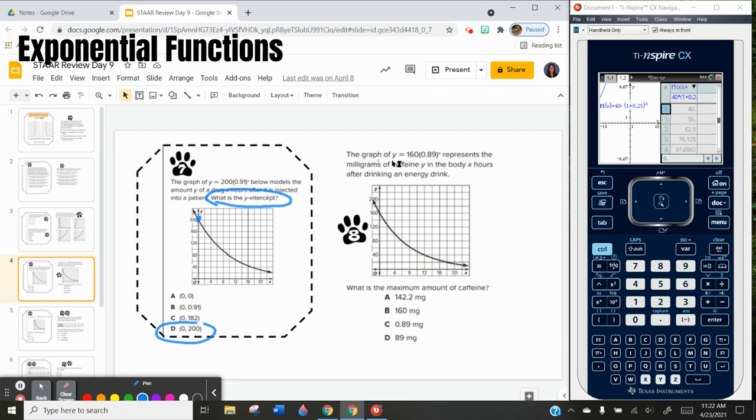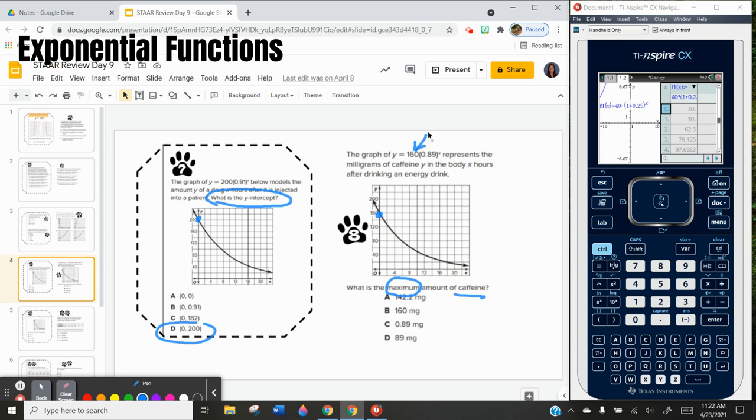Problem number 8. The graph of y equals 160 times 0.89 raised to the x power represents the milligrams of caffeine y in the body after x hours of drinking an energy drink. So this person has about 160 milligrams in their body, and then you'll notice, because that's 0, the start amount, it goes down. The amount of caffeine in their body is going down after 4 hours, 8 hours, 12 hours, and so on. So here it says, what is the maximum amount of caffeine that's in their body?